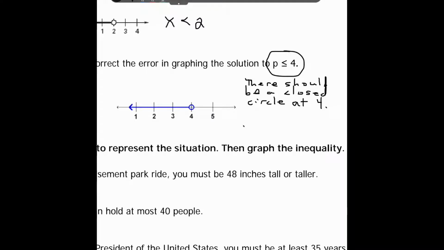And if I want to go ahead and draw a correct solution to this, I'm going to make my number line. I'll draw some points. I will draw a closed circle at 4. I'm making sure that I label these values. And an arrow pointing to the left. That looks much better.